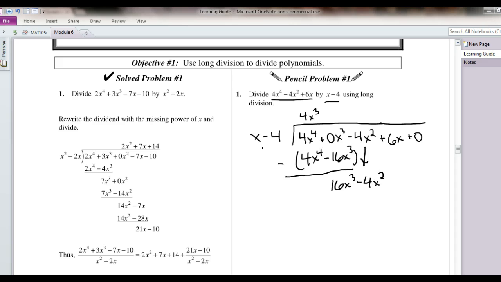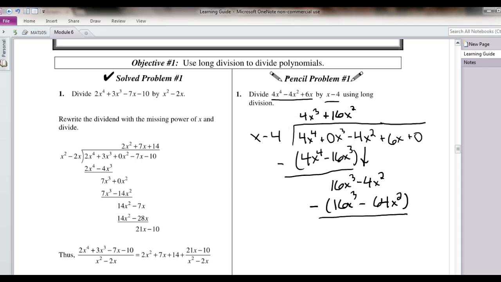Now we go to the next step. So, what will that be? Well, 16x squared multiplied by x gives me 16x cubed. So up here I write 16x squared. 16x to the third is the first term. And what is 16 times negative 4? That should be minus 64x squared. Okay, now I subtract these.